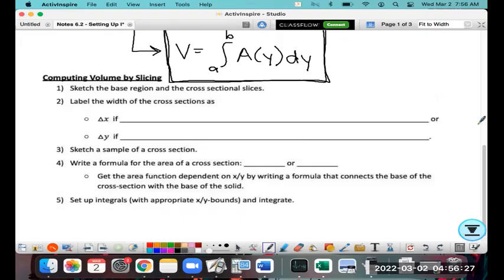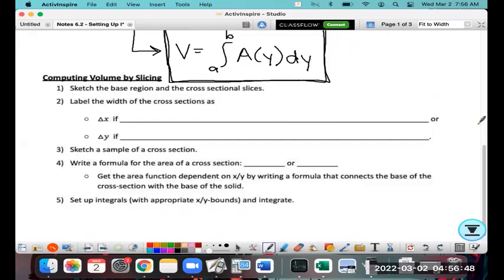And I also want to label those cross-sectional slices with either delta x or delta y. That way, when I write up my volume integral, I know whether I should have x values or y values in it. And the way that you know if it's supposed to be a delta x or a delta y is each of these problems will tell you how the cross-sections are oriented.